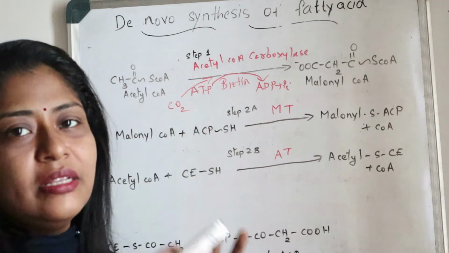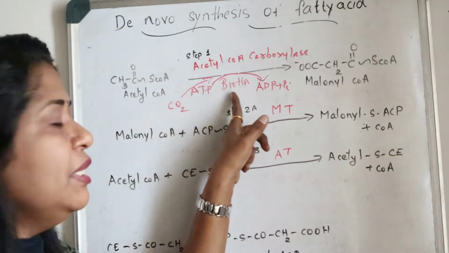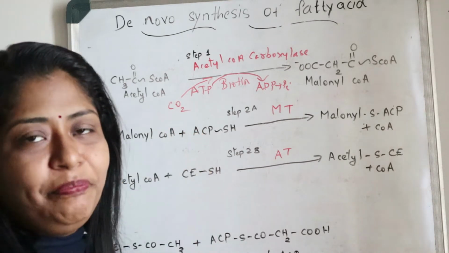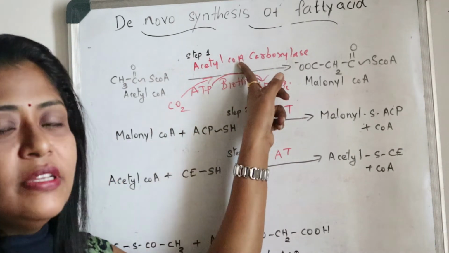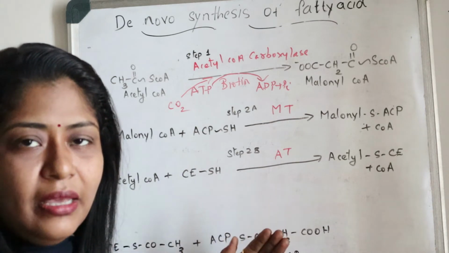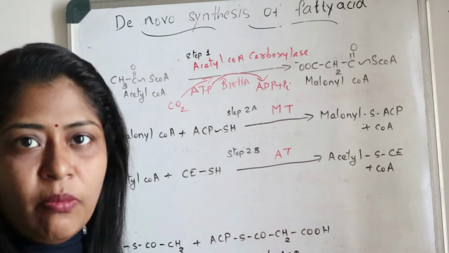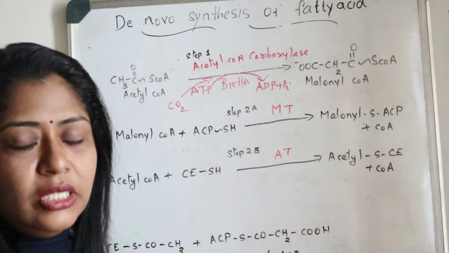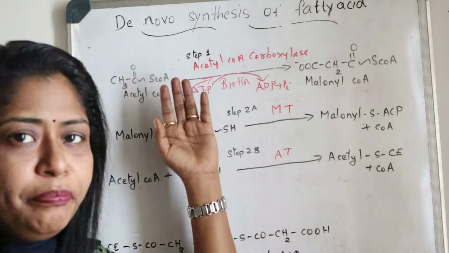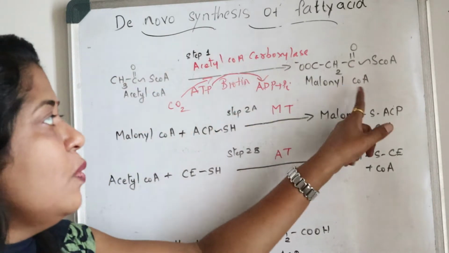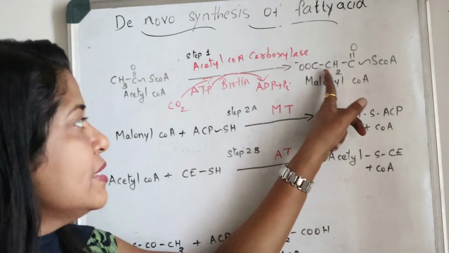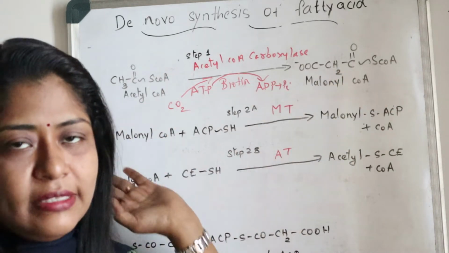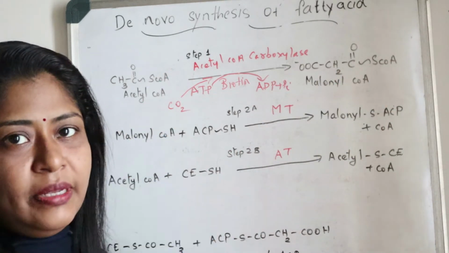We can remember them as ABC: A for ATP, B for biotin, and C for carbon dioxide. So just remember it like that, ABC. The ABC is required for the activity of acetyl-CoA carboxylase: ATP, biotin, which is a member of the B complex, and carbon dioxide. For carboxylation, definitely carbon dioxide is required. So these ABCs are required for the carboxylation of acetyl-CoA, CH3-C=O-SCoA, to malonyl-CoA, CO2-CH2-C=O-SCoA. So that is the first step.